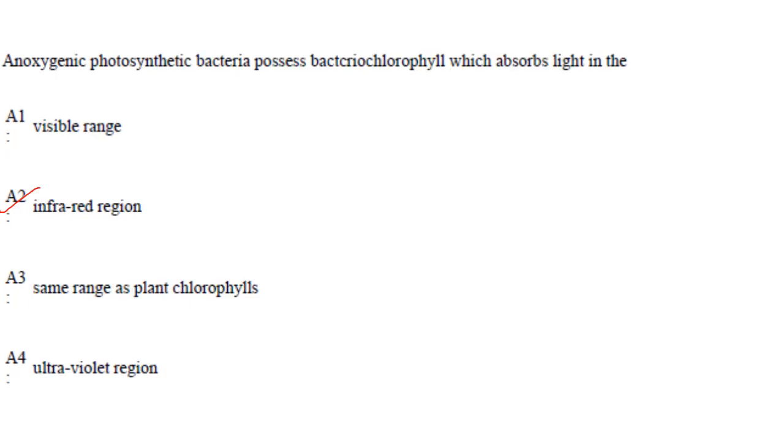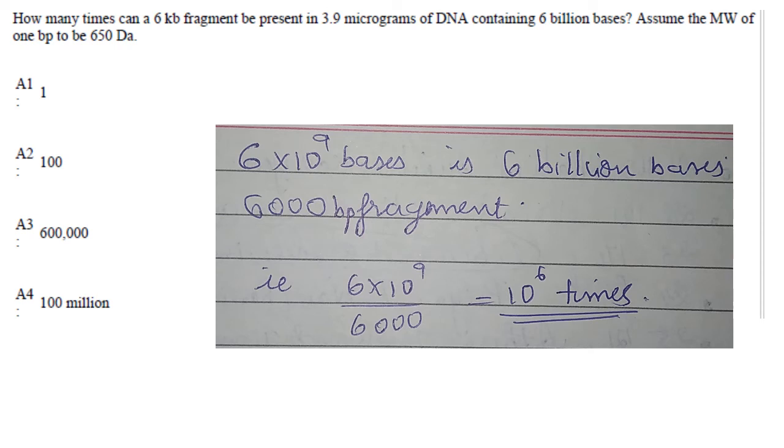Then, anoxygenic photosynthetic bacteria possess bacteriochlorophyll, which absorbs light in the... So, anoxygenic photosynthesis is the phototrophic process where light energy is captured and converted to ATP without the production of oxygen. And they have asked, bacteriochlorophyll absorbs light in the infrared region. Answer is option 2. Okay, coming to the next question.